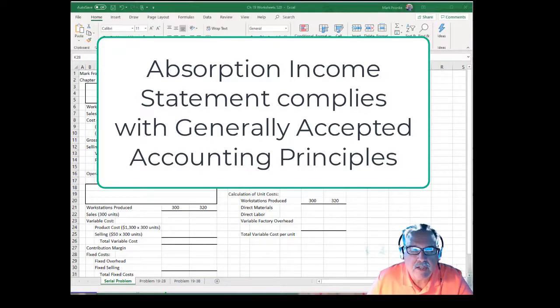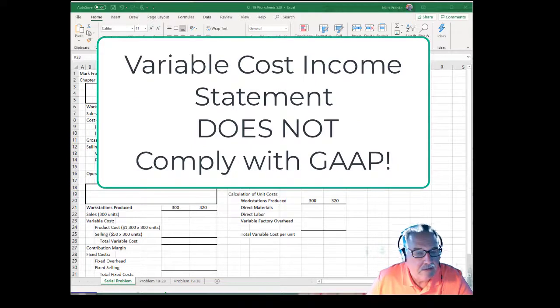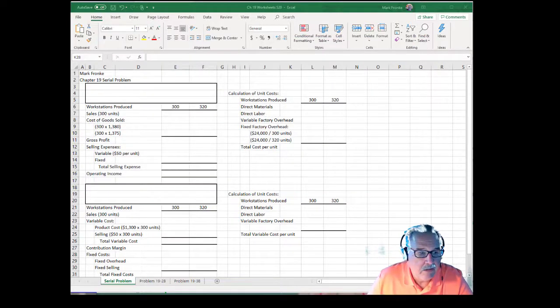A variable cost income statement realigns the expenses into their behavioral categories, variable and fixed. So I'm going to start with a serial problem from Chapter 19, where we are looking at our friends, the Business Solutions Company, and they are making workstations. I guess these are like computer desks.